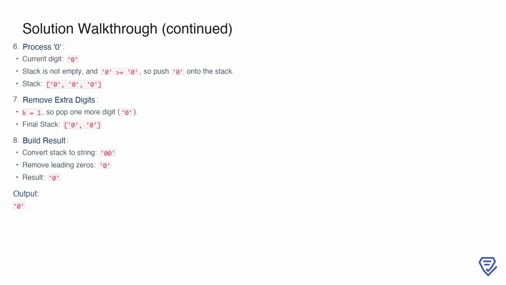To build the result, we convert the stack into a string, yielding 00. After removing the leading zeros, the final result becomes 0. Therefore, the output for this example is 0.